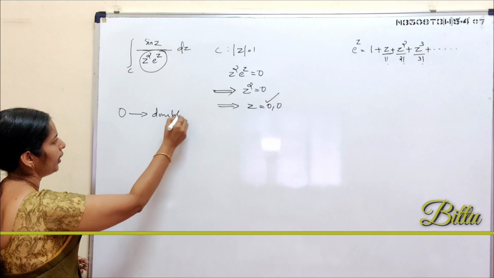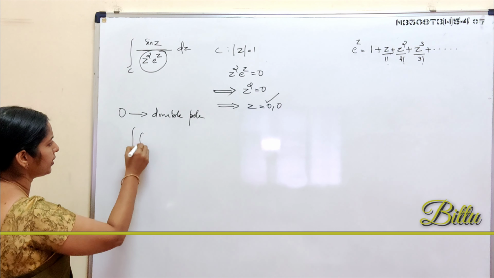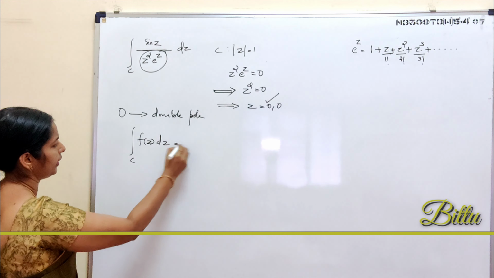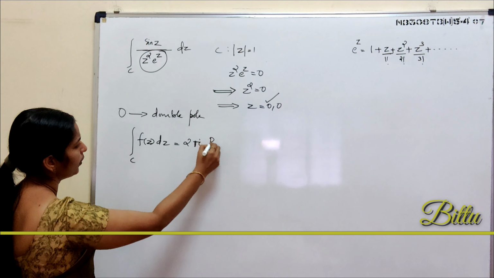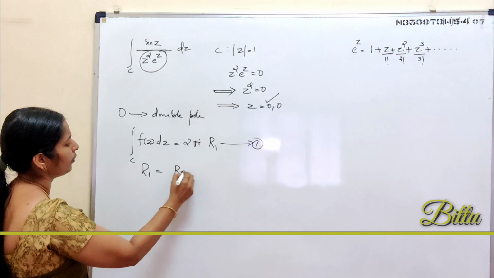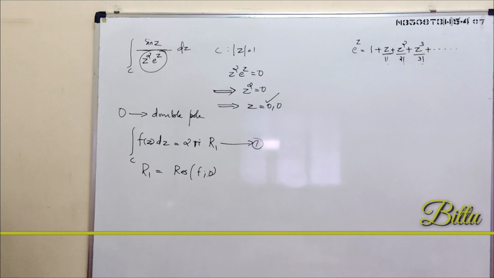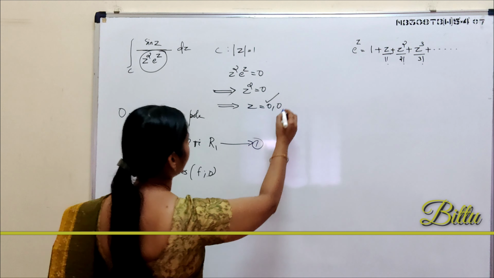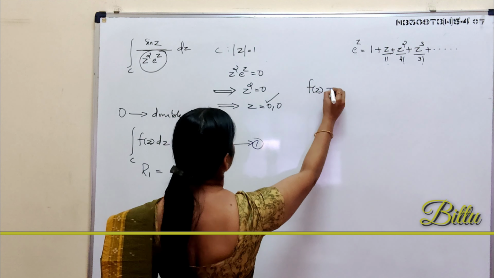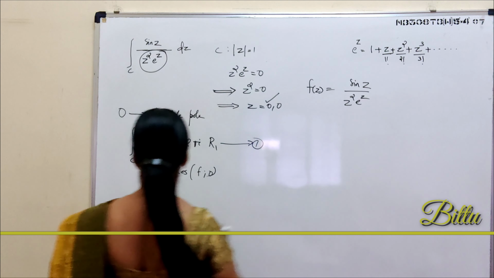Next, you have to check whether it's inside or outside of C. Clearly, 0 is inside of the circle. So, by residue theorem, we can write integral over C f z dz is 2 pi i into R1. R1 is the residue of f at 0. Remember, 0 is a double pole. We have to take f z as sin z by z square e raised to z.